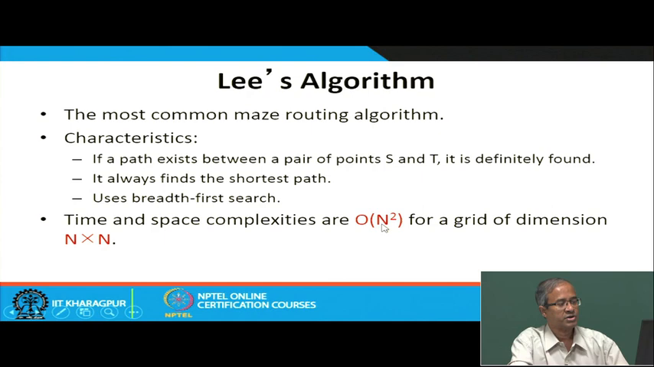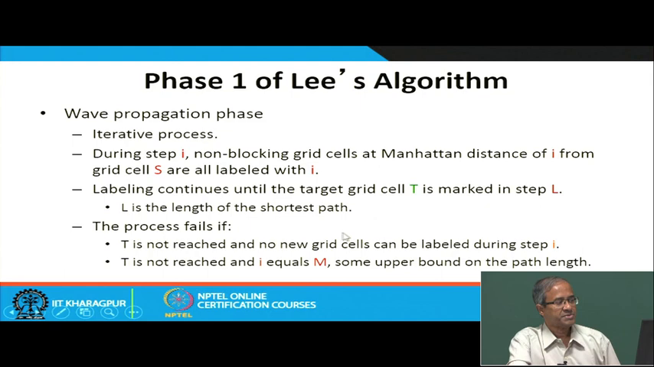So Lee's algorithm consists of broadly three phases. Phase 1 is the wave propagation phase. This is an iterative process. So what is done is that during step I, which starts with 1, then 2, 3, in this way you proceed, the grid cells which are at a Manhattan distance of I from the grid cell S are all labeled with I. Now, what does this mean? Let me just illustrate with the help of a simple diagram.